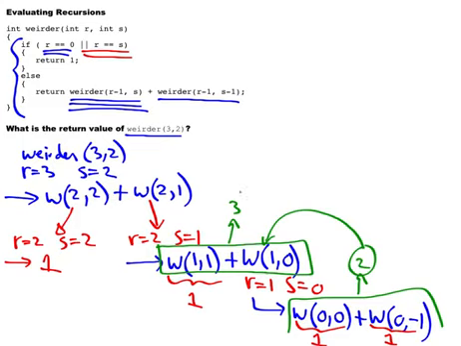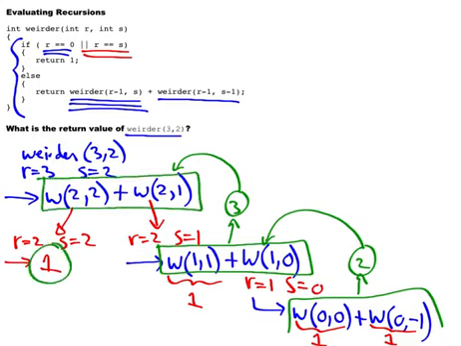And that 3 is going to return to weirder 2, 1. And this whole call will result in a 1 plus 3, which is 4. And that will be the result of weirder 3, 2.